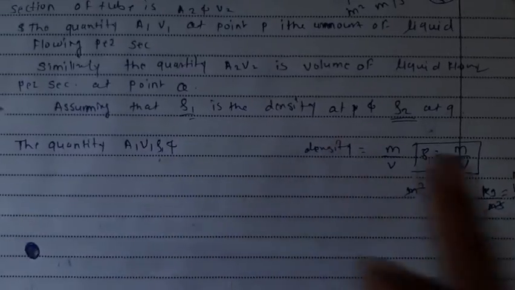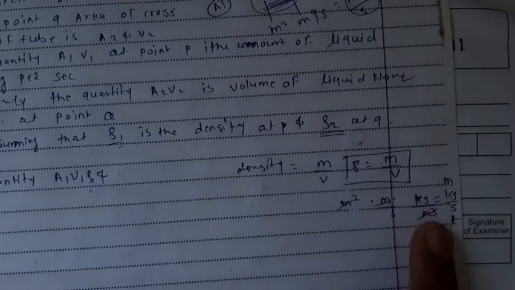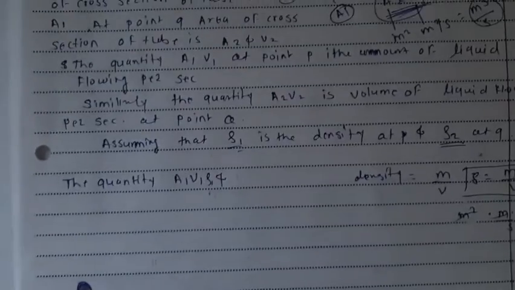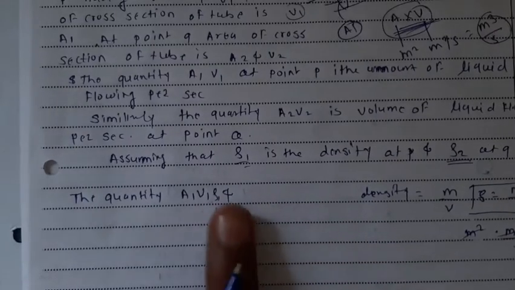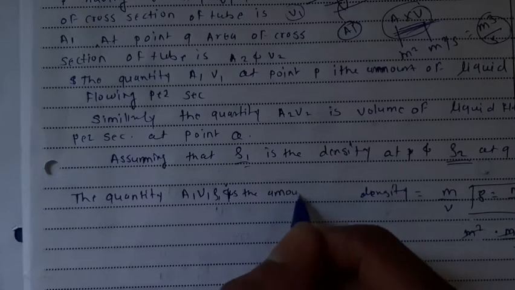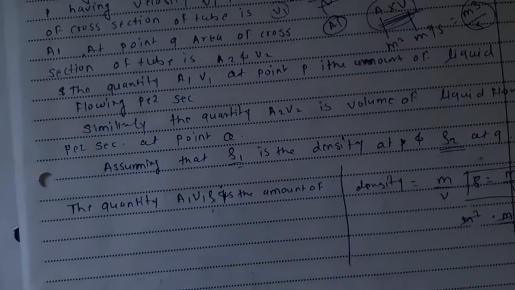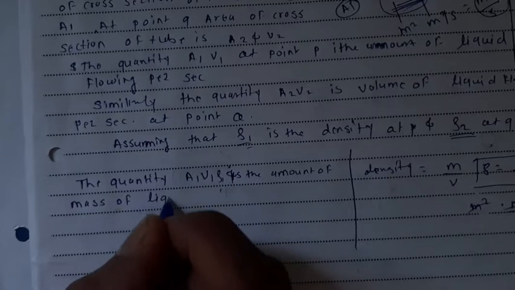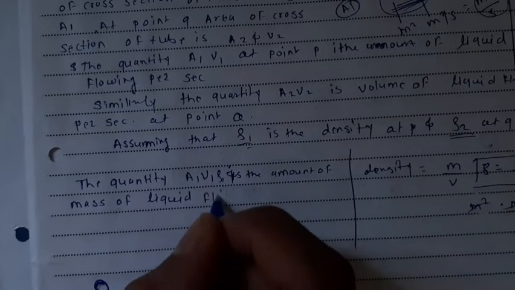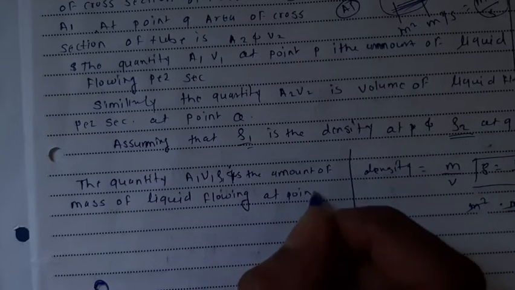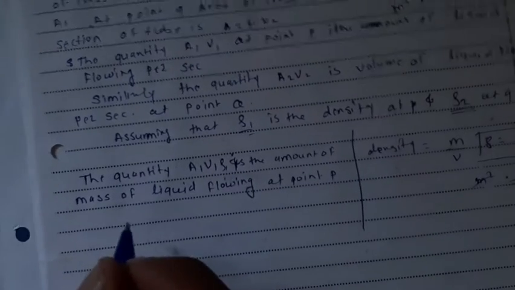So kilogram is a unit of mass, okay, and this is unit of time. So if you consider this quantity A1, V1, ρ1, it is nothing but the amount of the mass flowing at a point P per second. Okay, so this quantity A1, V1, ρ1 is the amount of mass of liquid flowing at point P per second.